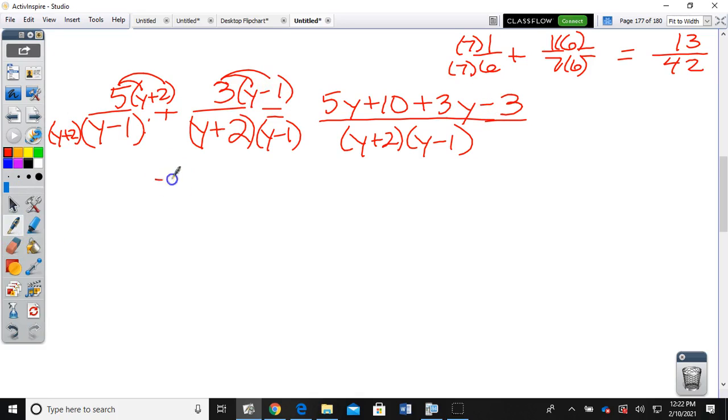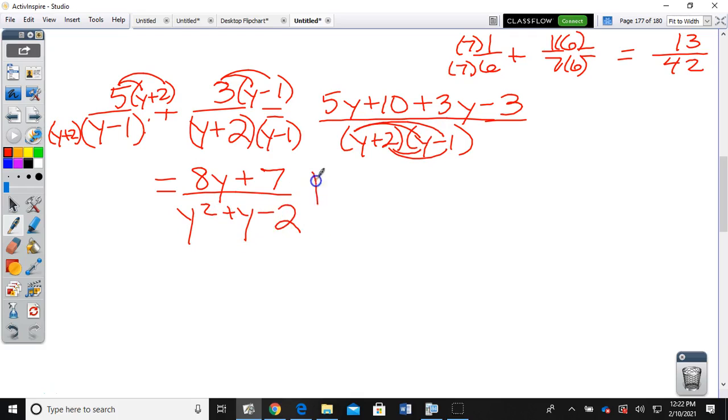Okay? So my final answer would be 5y plus 3y is 8y. 10 minus 3 is 7. If I multiplied that out, that would be what? Y squared. I'm going to get negative y plus 2y. What is negative y plus 2y? Plus y minus 2.